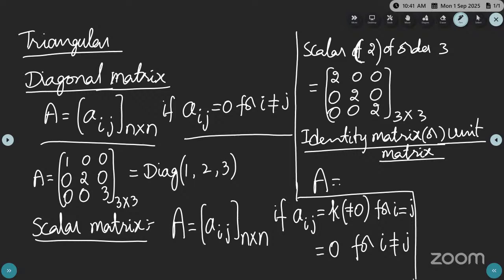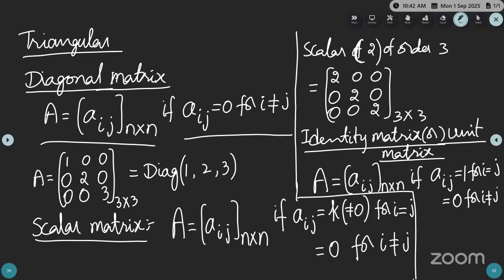How can you define it? Write down. A square matrix A_ij of order n by n is said to be an identity matrix or unit matrix if a_ij is equal to 1 for i equal to j, and this equals 0 for i not equal to j.